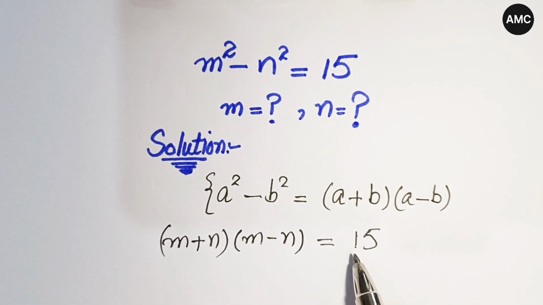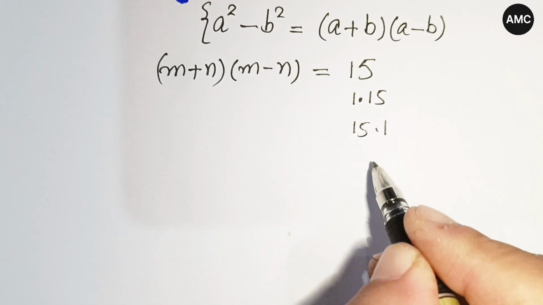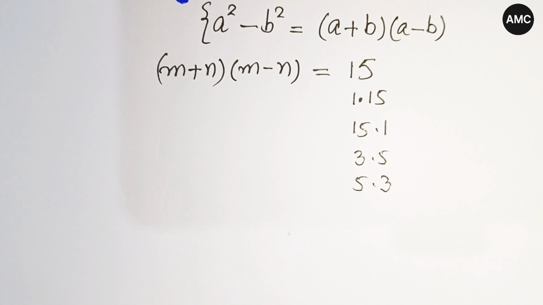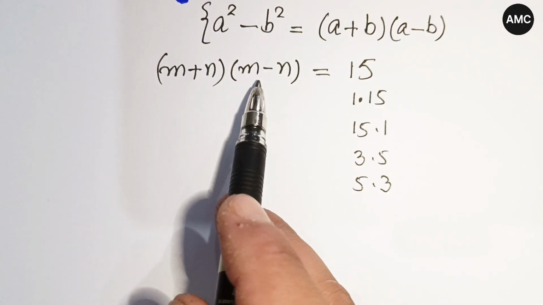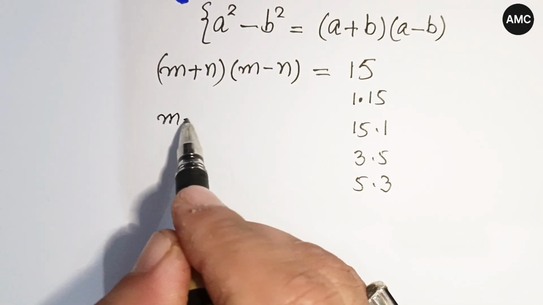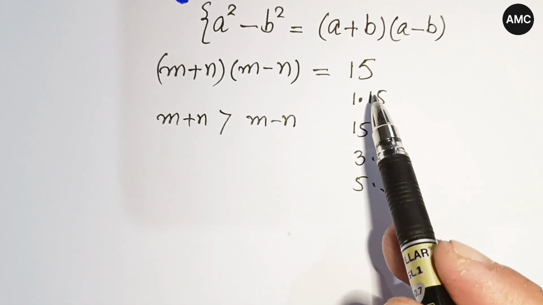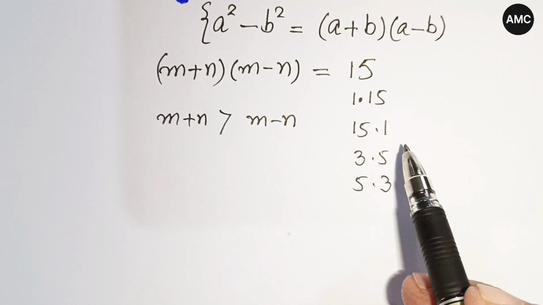Now if we just factorize this 15, we have factors like 1 times 15. Similarly we have another factor, 15 times 1, 3 times 5 is 15, 5 times 3 is 15. So here we see that m plus n is a positive number, and m plus n is always greater than m minus n. Hence we have to take those pairs of factors in which the first factor is greater than the second one.